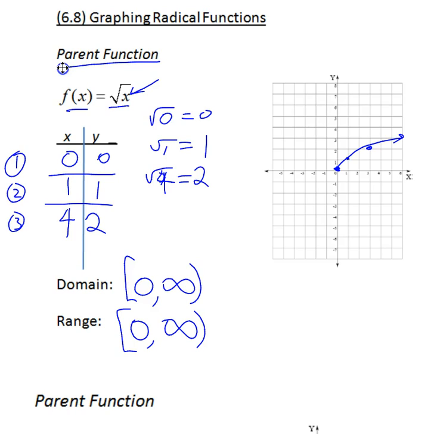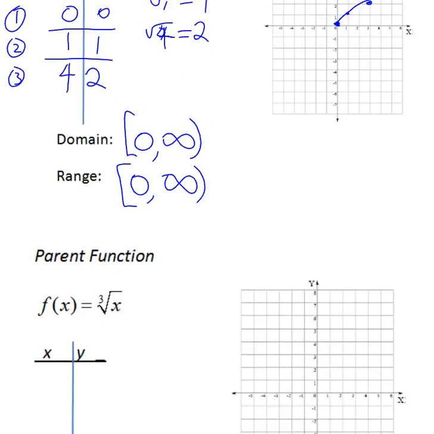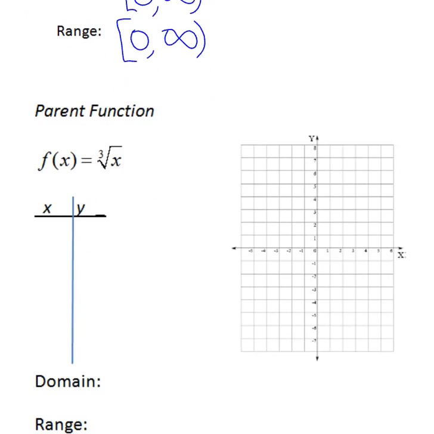Now, let's take a look at how we graph the next parent function, cube root. These are the two main parent functions that we're going to graph when it comes to radicals. What's the difference between square roots and cube roots? The main difference is that with square roots you can't square root negatives, but with cube roots you are allowed to cube root a negative. So what are the numbers I like to cube root? There are 5 numbers I like to cube root. I like to cube root 0, -1, and -8. On the positive side, I like to cube root 1 and 8.